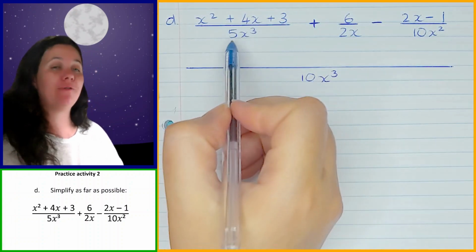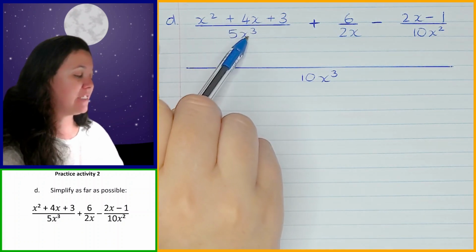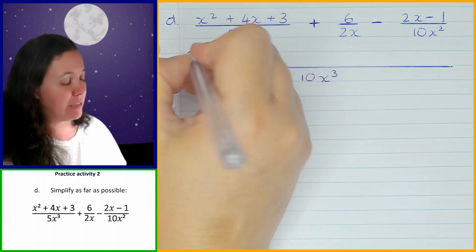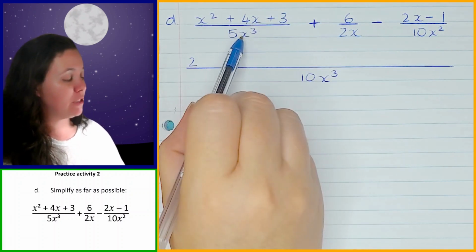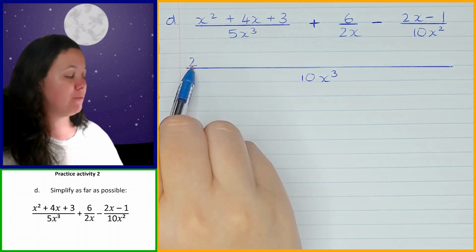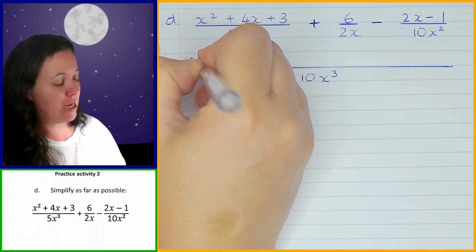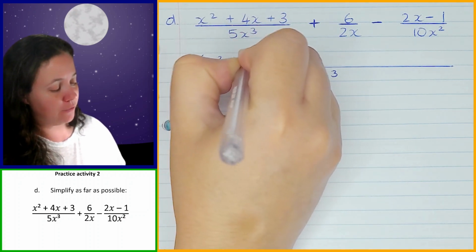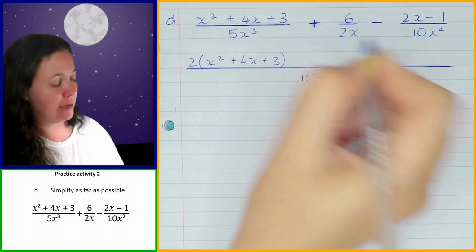So first, my first fraction over here, 5x cubed, I need to multiply 5 by 2 to get 10. So I'm going to have 2, but I don't need to multiply by any x's because x cubed is already the same as x cubed. So I'm just multiplying by 2. So I've got 2 and then times x squared plus 4x plus 3 in brackets.